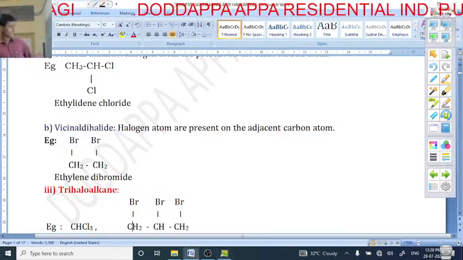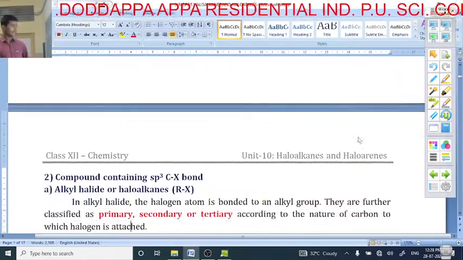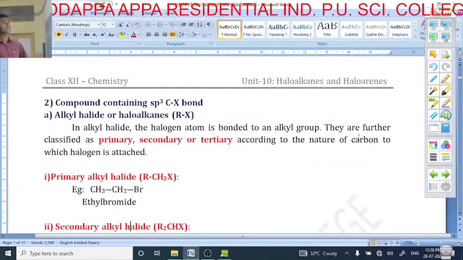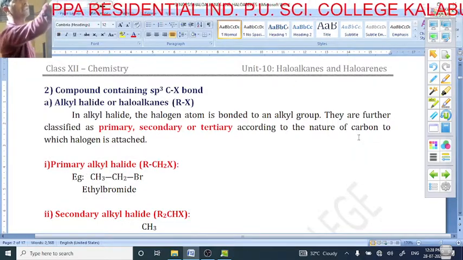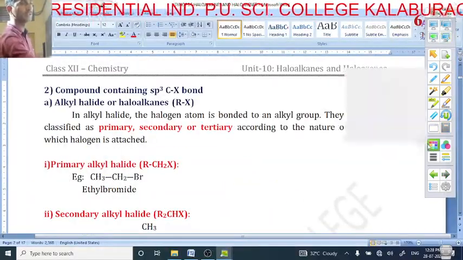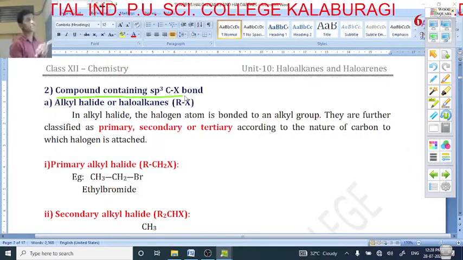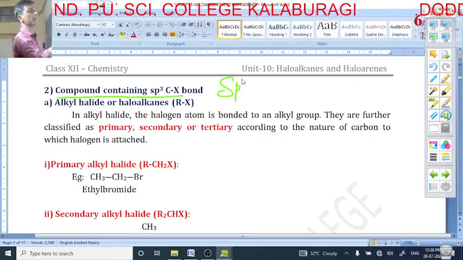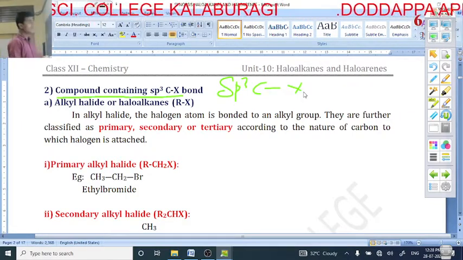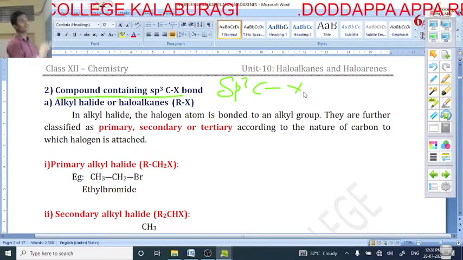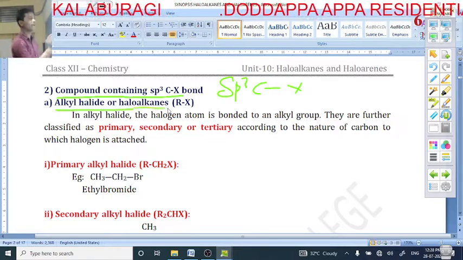The next classification is the compound containing an sp3 C-X bond, my dear students. The compound containing an sp3 carbon of the C-X bond is very important. So these are alkyl halides or haloalkanes.